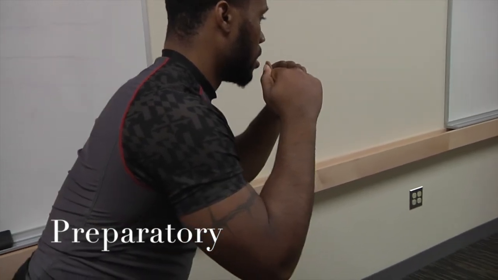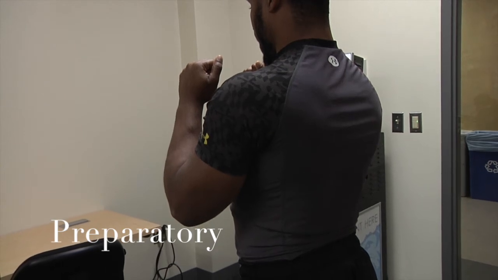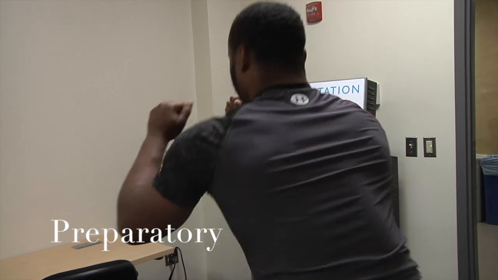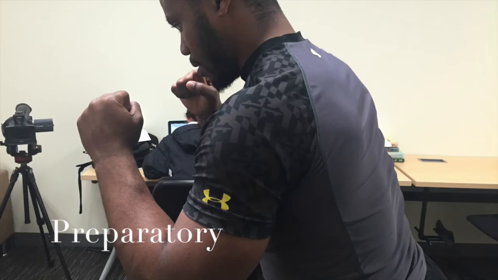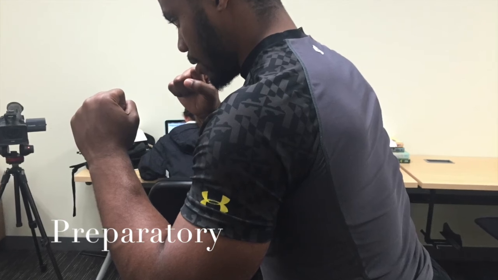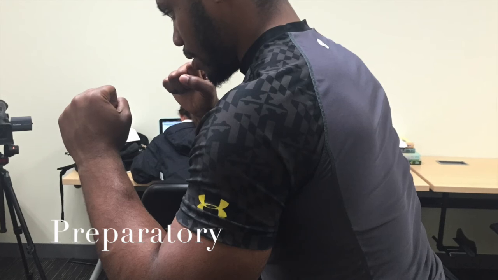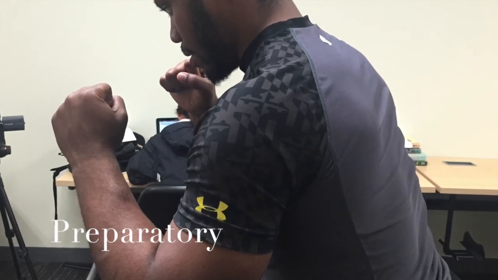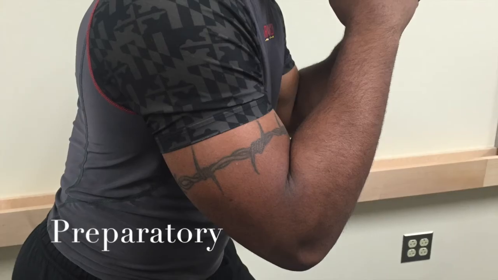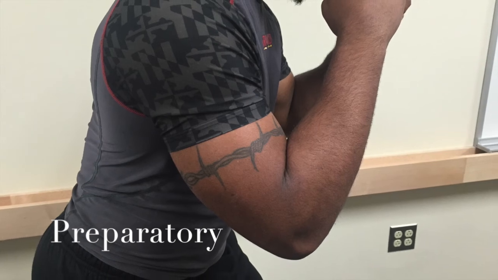The plane of motion is the frontal plane, and the axis of motion is the sagittal. The type of contraction is concentric. The elbow. The action is flexion. The agonists are biceps brachii, all of them, brachialis, and brachioradialis. The antagonists are the triceps brachii, all of them, and the anconeus. The plane of motion is sagittal, and the axis of motion is frontal. The type of contraction, concentric.